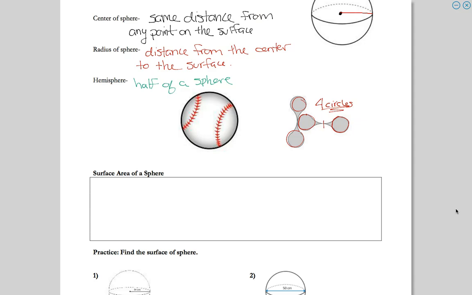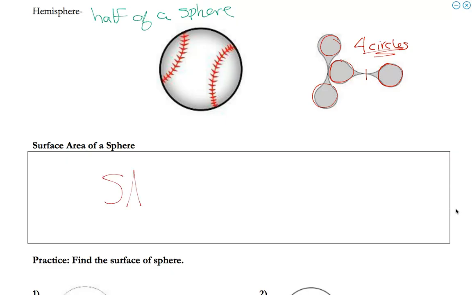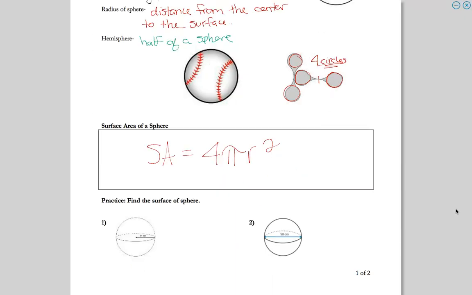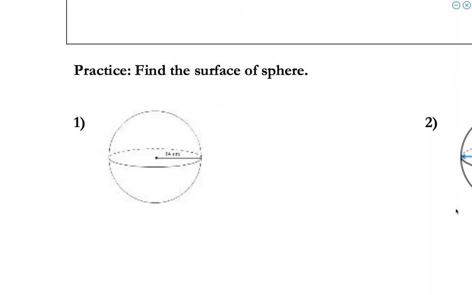The surface area of a sphere is 4 pi r squared, which is the area of a circle times 4, because there would be 4 of them. So that's really all we're doing. We're plugging in the radius. Be careful, check to see if I give you the diameter. And we're just going to plug in, and that's a 14 right there.